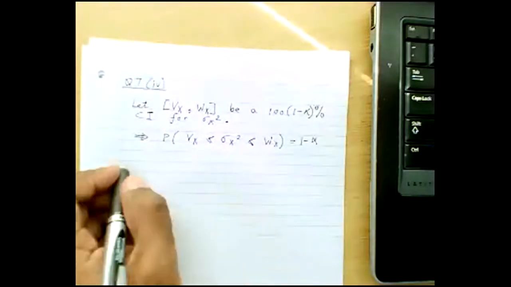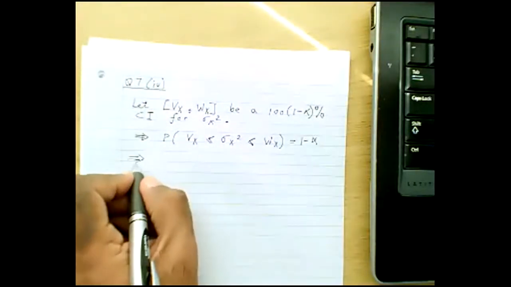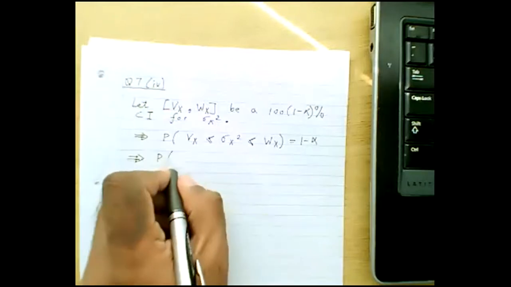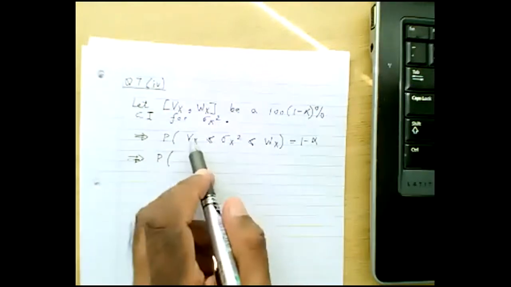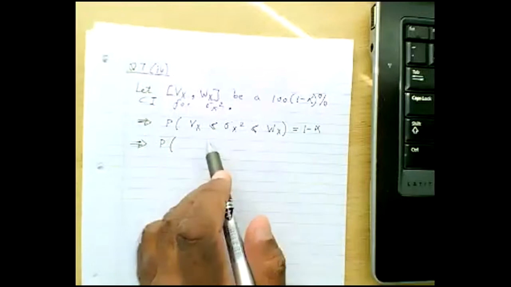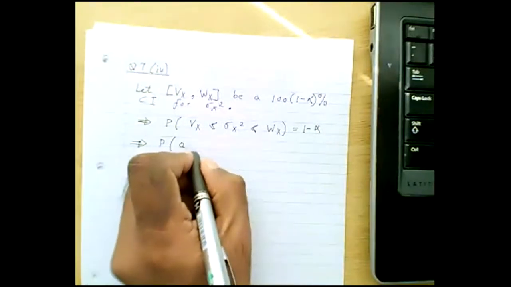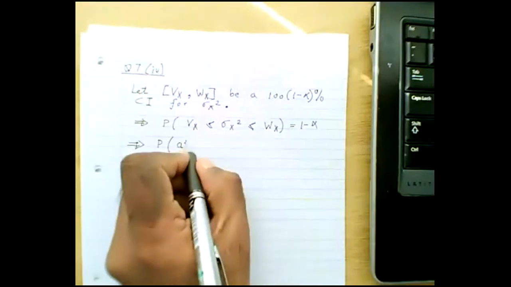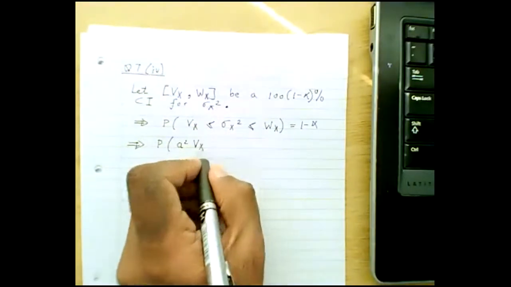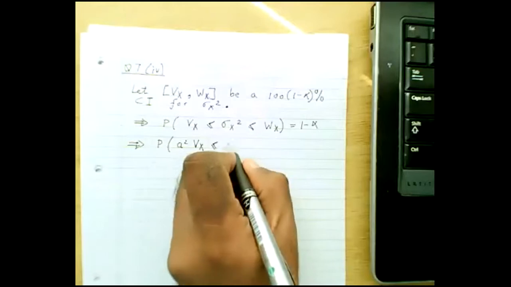All right. So this implies that what I'm going to do now is I'm going to multiply everything within the brackets by a squared. Let me know if you cannot see the visualizer clearly. I will try to adjust.